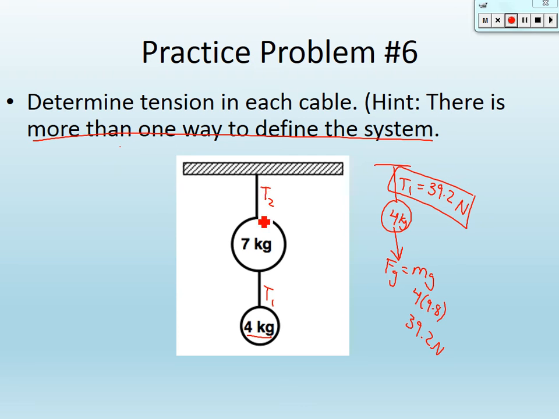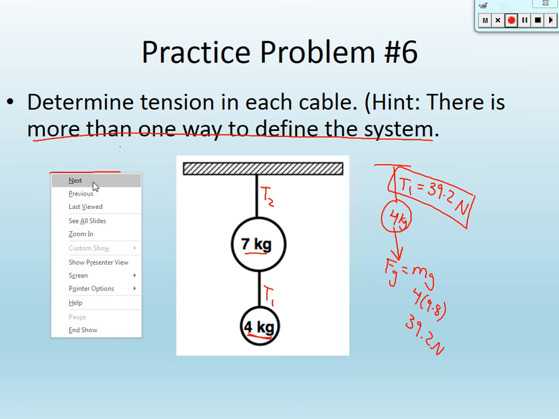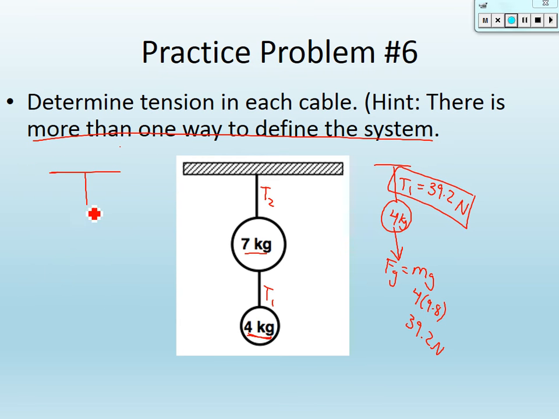Now let's define the system a little bit differently. If we look at the tension in this rope now, T2, what mass is contributing to that? Both of them, because this one's pulling down on it, and so is the 4 kilogram one. So if we define the system this way now, I'm just going to draw one big mass. What would the total mass be that's contributing to the tension in this rope? 7 plus 4 is 11 kgs. So if we find the force down, which is weight, is mg, what's 11 times 9.8? 107.8 newtons.